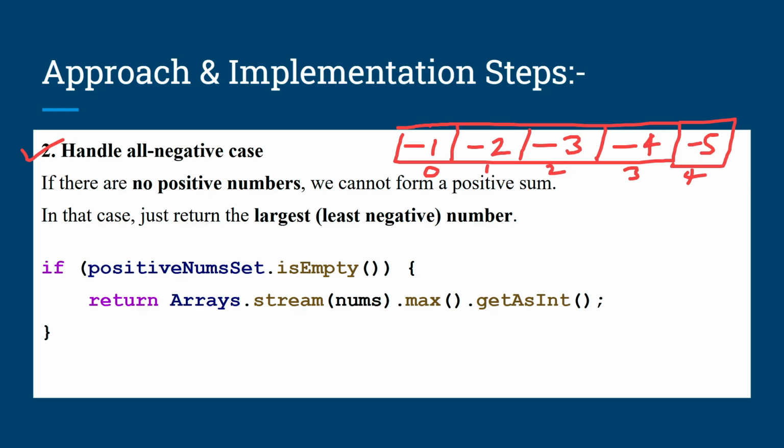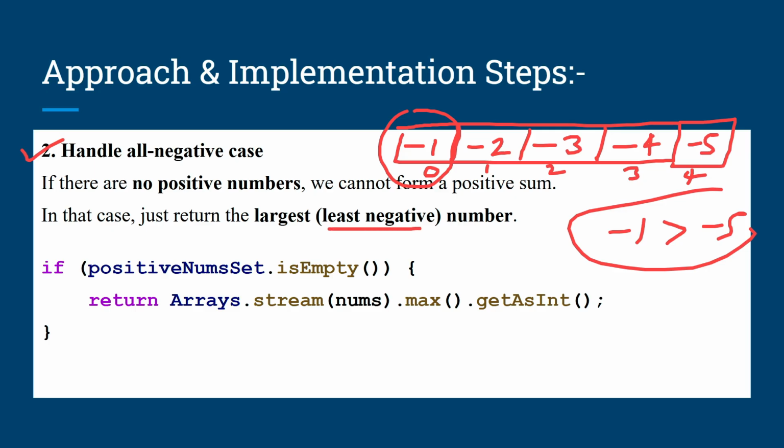Which is the least negative? This is our least negative, -1. Is -1 bigger or is -5 bigger? -1 is bigger than -5, right? So we have to provide the least negative. We have to return -1, not -5. So for that, you check the positives set: is it empty? First of all, check if it is empty. Yes, it is empty. Then you just write Arrays.stream.